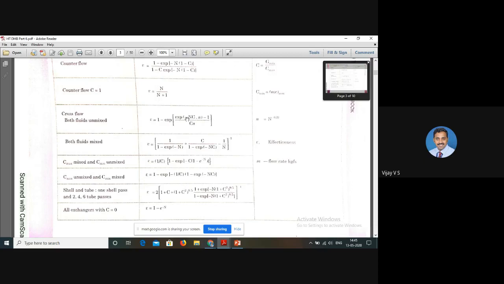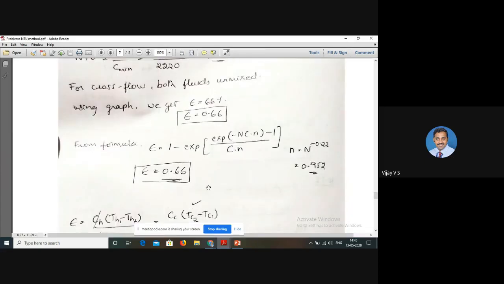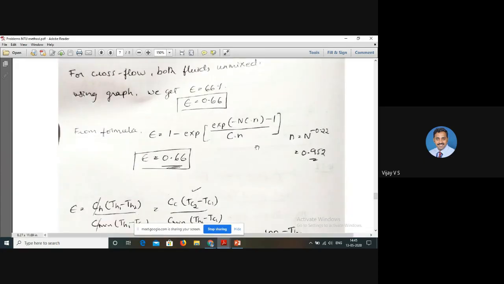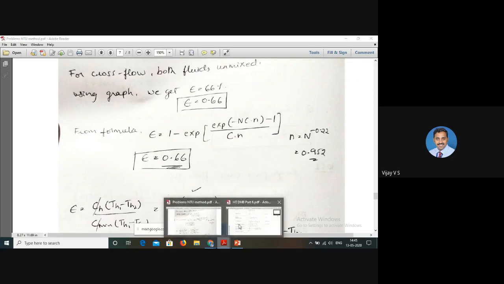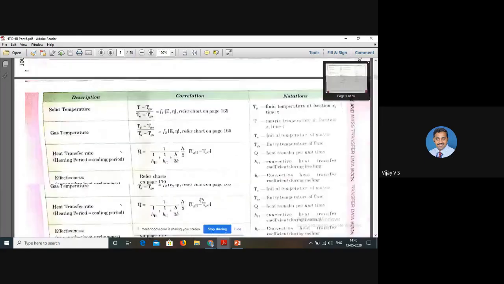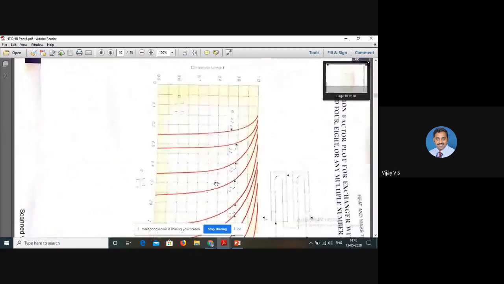If I use the formula it takes time, so it is better to go with the graphical method. I have done the formula also, and you will get the same 0.66. Now let us check with the graphical method for cross flow, both the fluids unmixed.